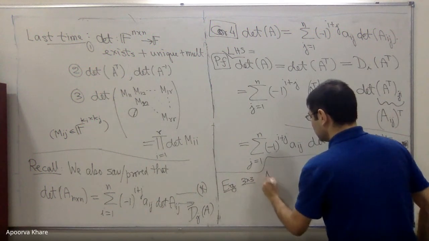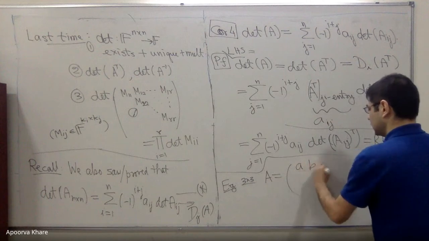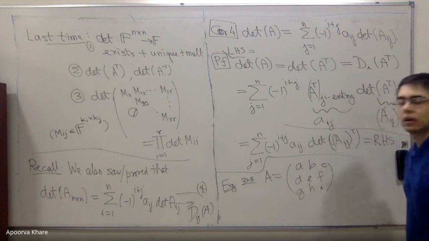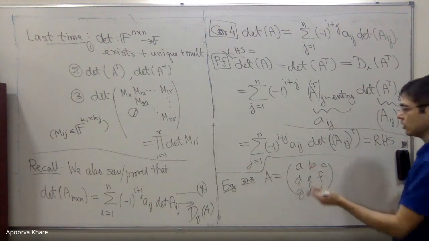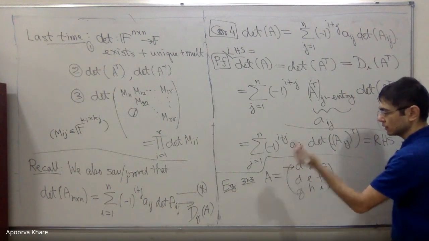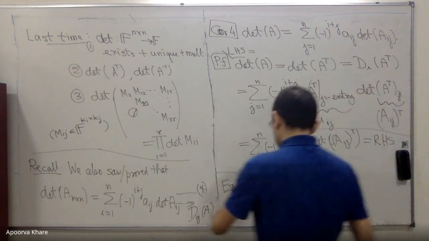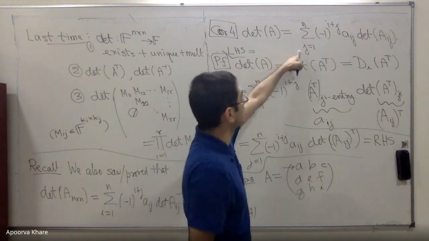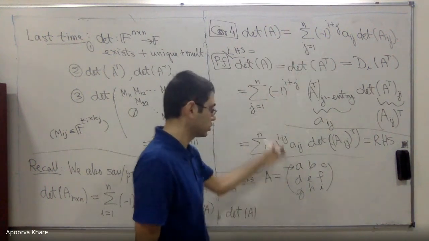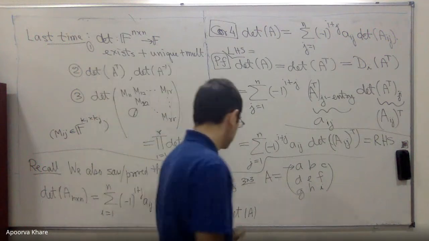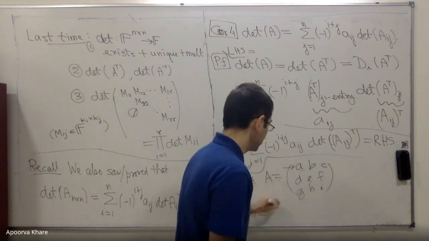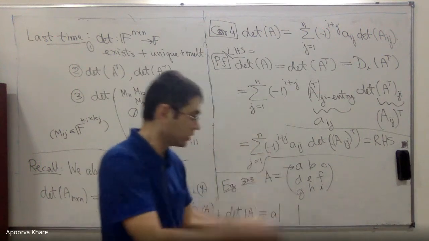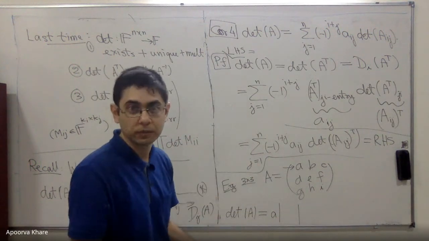Let's say you have A equals, I'll just call them A, B, C, D, E, F, G, H, I. Let's say I expand along the first row, just for fun. So then the determinant of A equals. Now I'm doing row expansion, so therefore I'm using corollary 4. I could also do the column expansion, it doesn't matter. So I'll just do row expansion.